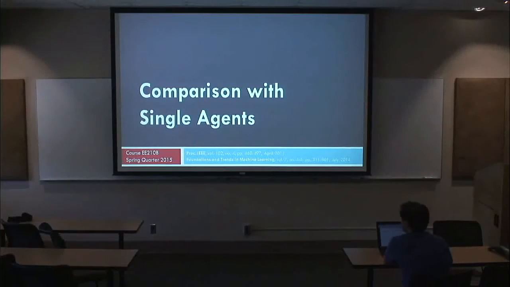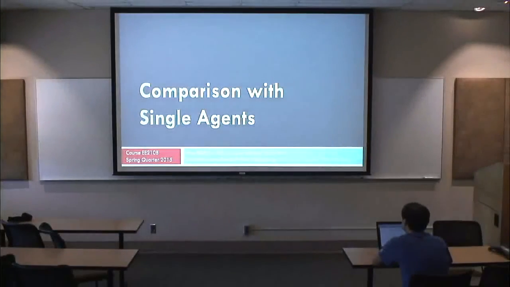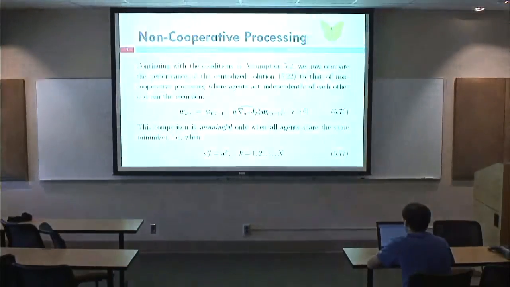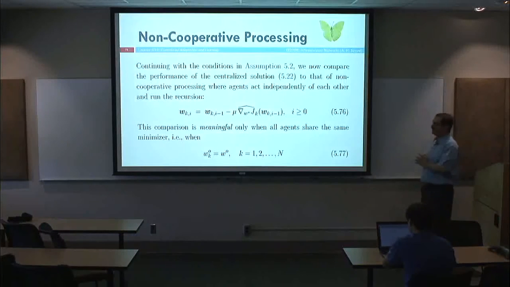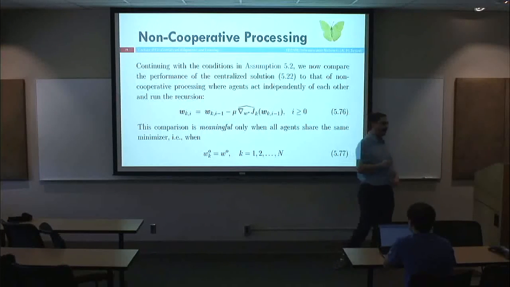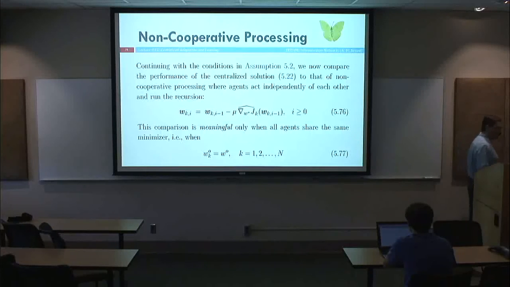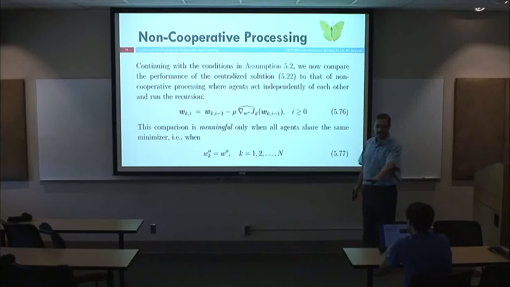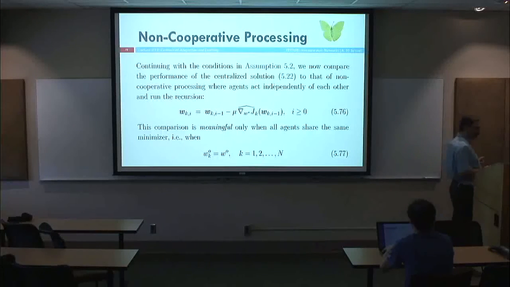Fine. So now let's go back, okay? Now that you understand what a centralized algorithm is and how it performs, let's go back and perform a comparison with non-cooperative agents in the general case, okay? Before, I did this comparison for you for the mean square error case, but I want to show that similar conclusions hold for general cost functions, not just mean square error cost functions, okay?